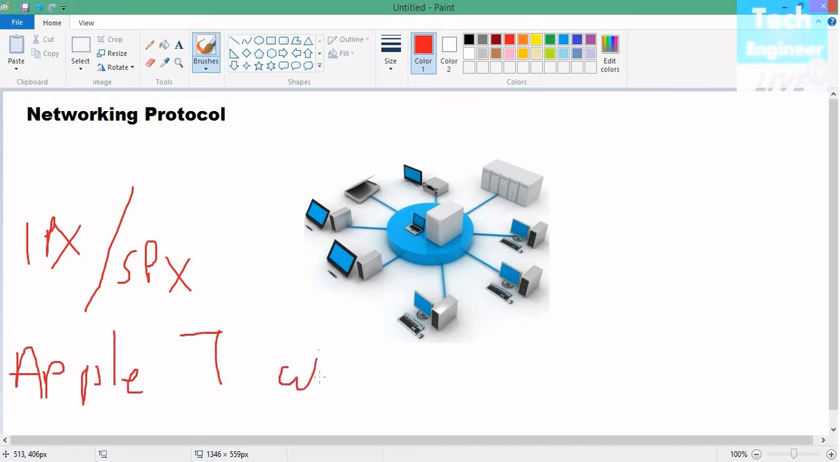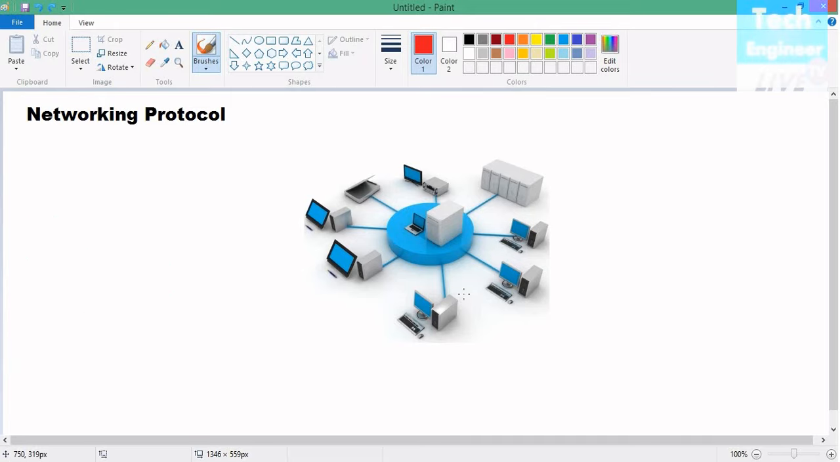So these are two different proprietors, and then IBM has its own proprietary protocol. When vendors start creating their own proprietary protocols, problems start to arise. For example, if an Apple computer wants to communicate with a Windows computer, they're simply not able to, because both languages are different.